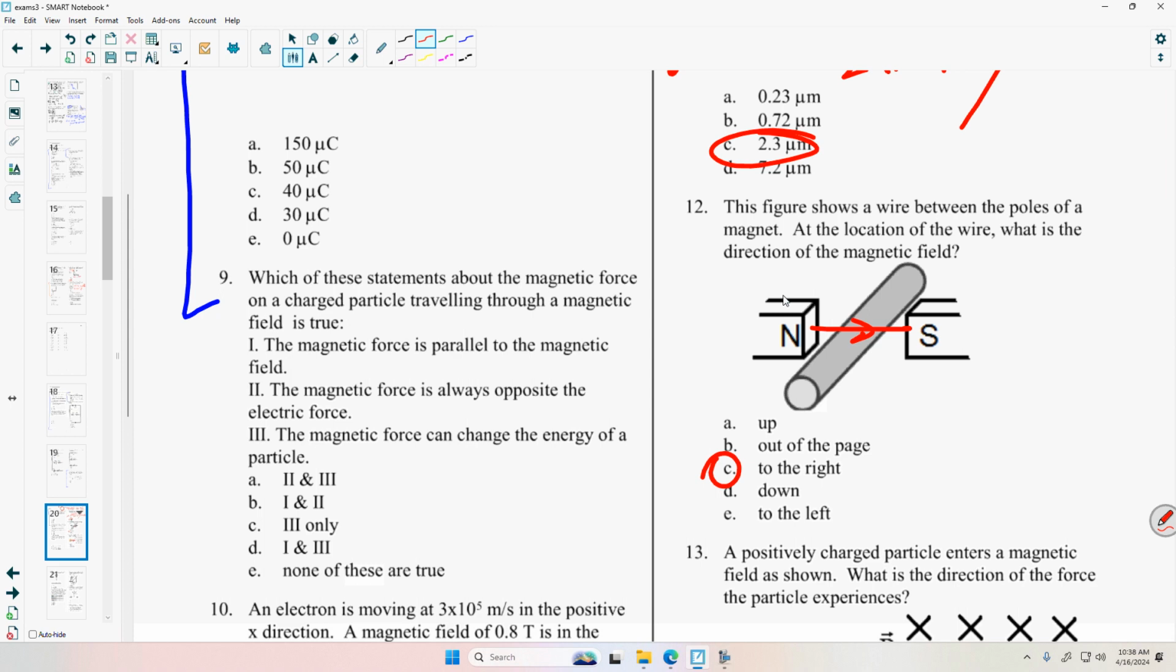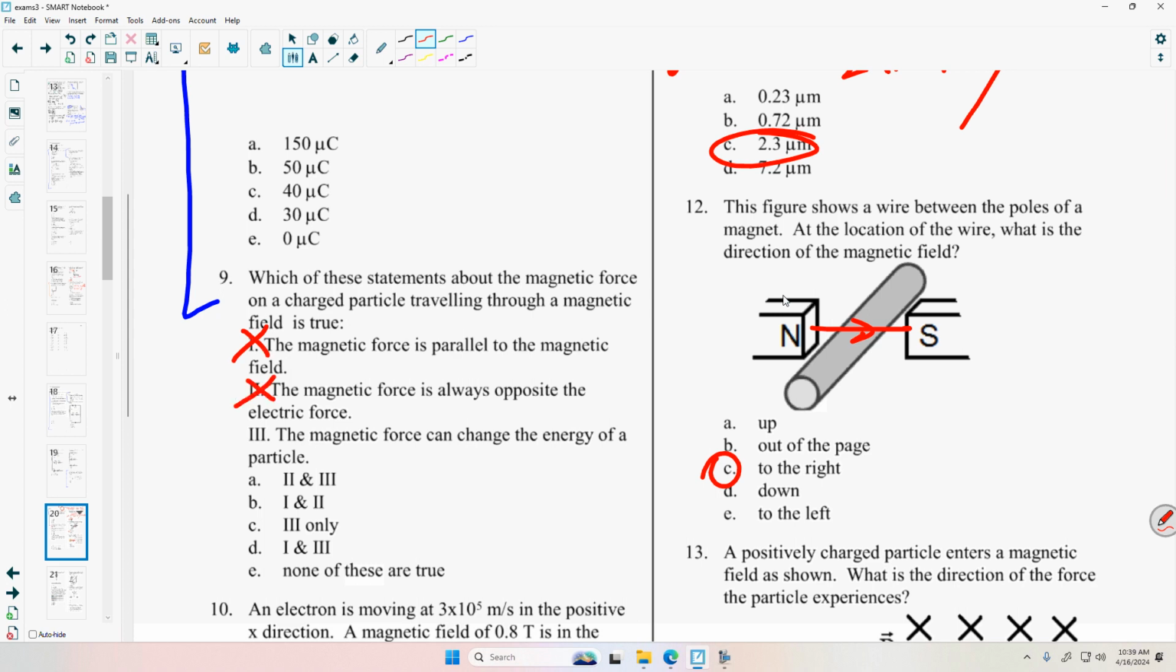Others, Joe? Number 9. Okay. Which of these statements about the magnetic force? Look, you will have just basic stuff about magnets and magnetic force. Make sure you review those in your notes. The magnetic force is parallel to the magnetic field. Now remember, F, V, and B are always orthogonal. That's the whole point of the right-hand rule. So that's not true. The magnetic force is always opposite the electric force.